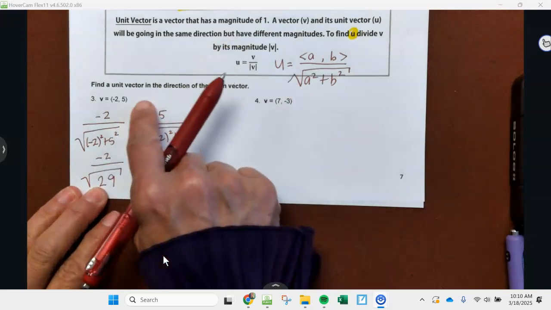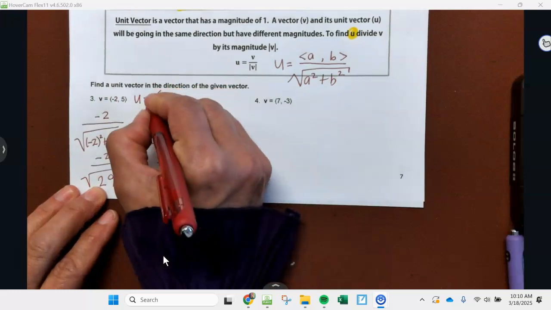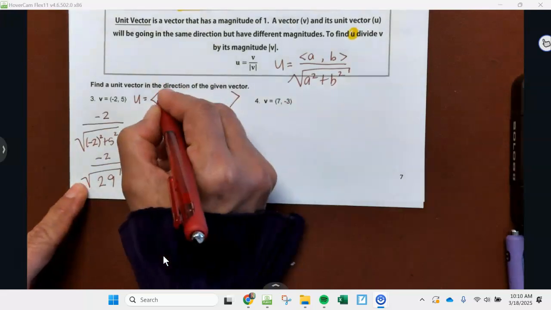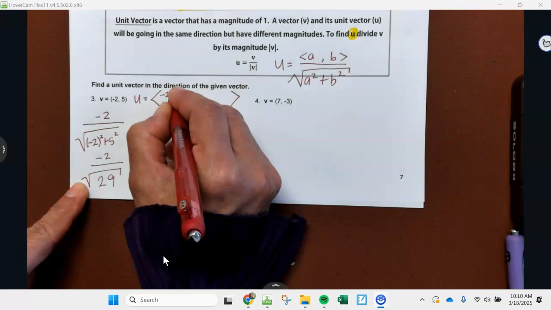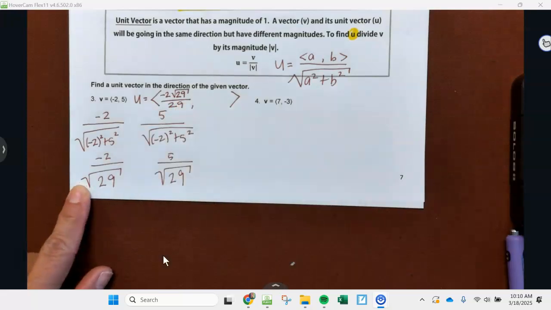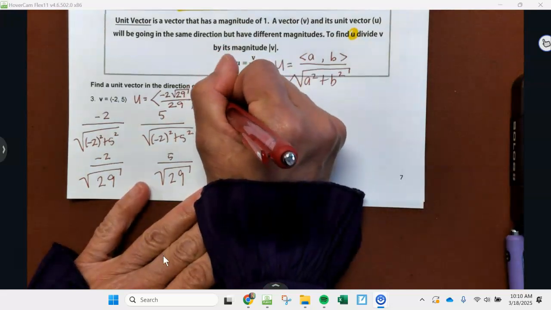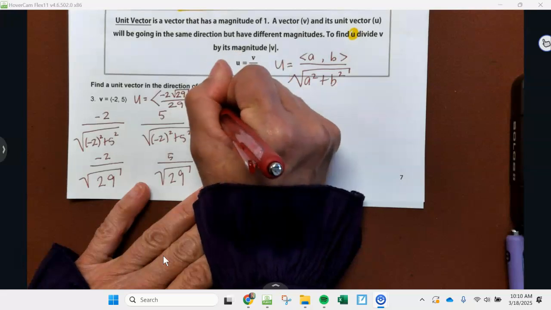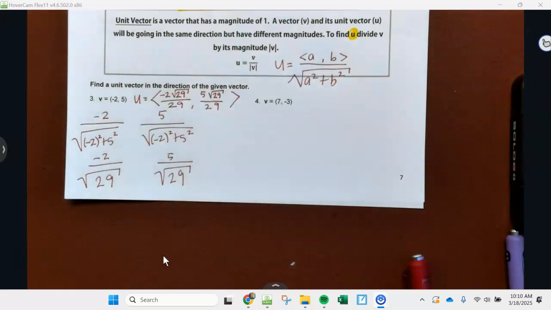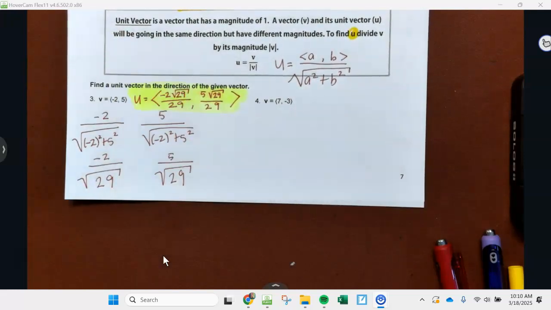So when this is rationalized, I'm going to write my final answer up here because I ran out of room. So u for unit vector is going to have a numerator of negative 2 root 29 over 29, comma, and then the other numerator is 5 root 29 over 29. And my work got a little messy, so I'm going to just highlight that answer so it doesn't kind of blend in with my work. And that's how you find a unit vector.